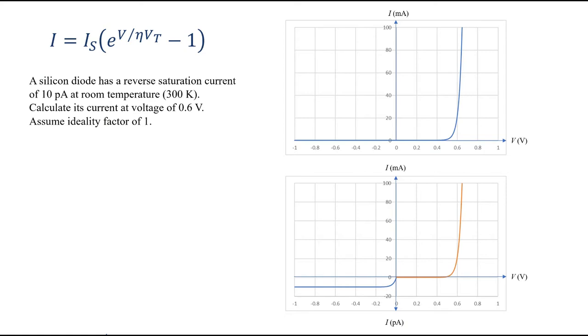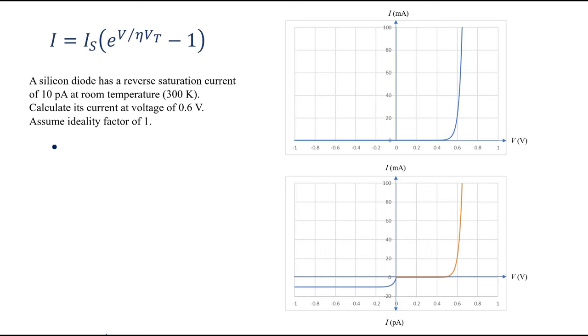Now let's do some calculations. This is a typical question. A silicon diode has a reverse saturation current of 10 picoamps at room temperature or 300 Kelvin. Calculate its current at voltage of 0.6 volts. Assume ideality factor of 1.